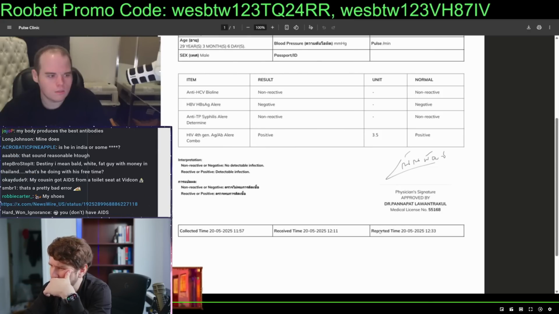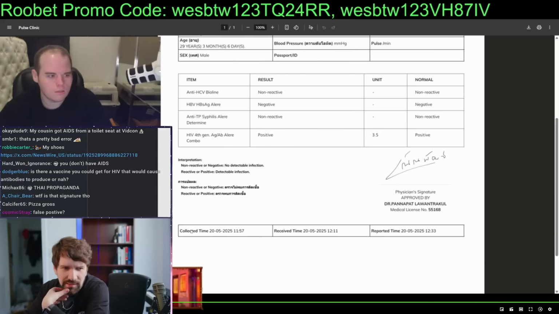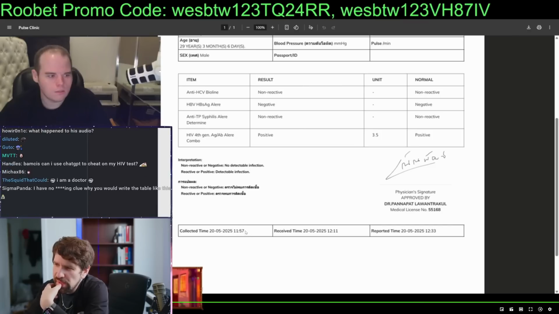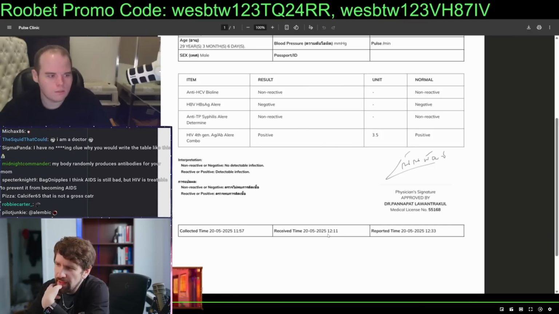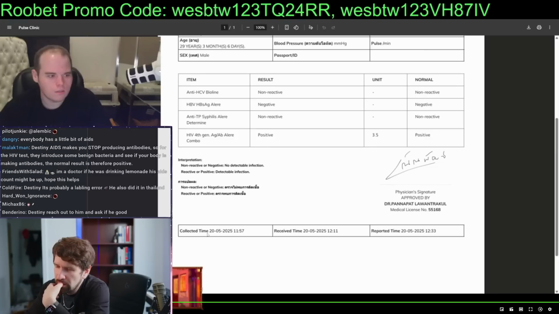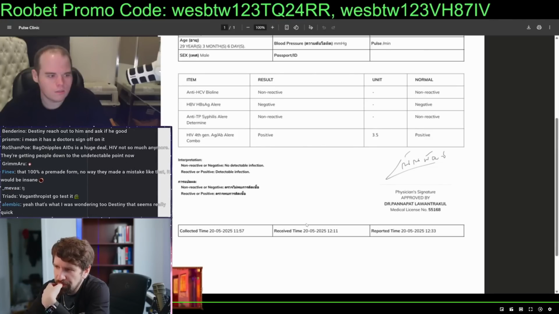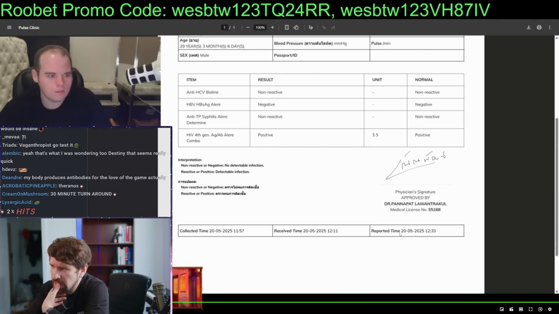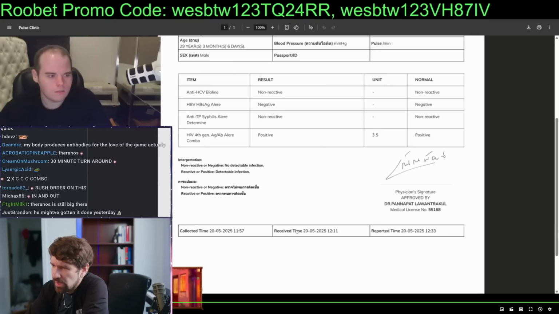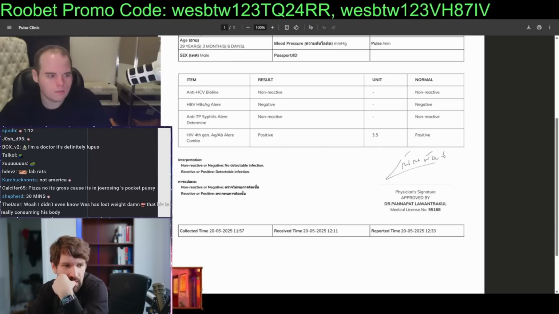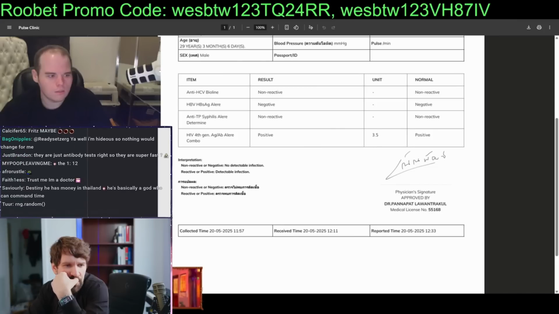How fast can they do these tests? Collected time, is that when they collected the sample? At 11:57 a.m.? And then received time is when the lab received it, I'm guessing. So it was collected at 11:57 and received by the lab like 14 minutes later. And then they had the results in 22 minutes and reported it to the patient? Is that normal? Can you do these tests that fast? I have no idea. It's minutes with the 4th gen test.